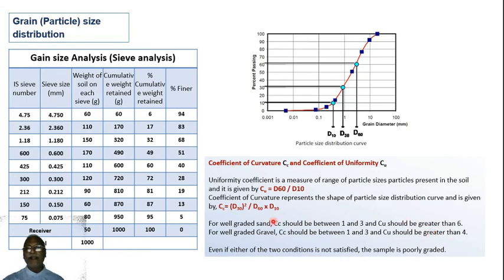Now how to identify whether it is a sand or a gravel? That will be part of classification. We'll discuss that in detail afterwards.